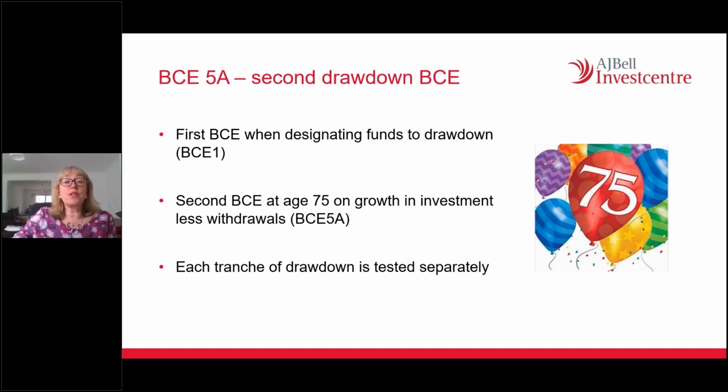Each tranche of drawdown is tested separately on its own. So if you have 2 different tranches of drawdown, one has positive investment growth and the other doesn't, but overall, looking at them, there is a smaller total drawdown fund at age 75. That doesn't matter, the overall position, because one tranche has positive investment growth, then there is a benefit crystallization event and some lifetime allowance will be used up.